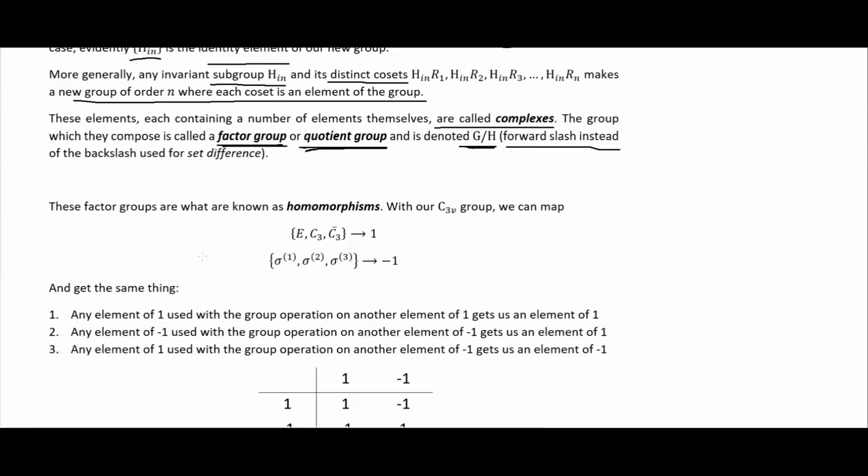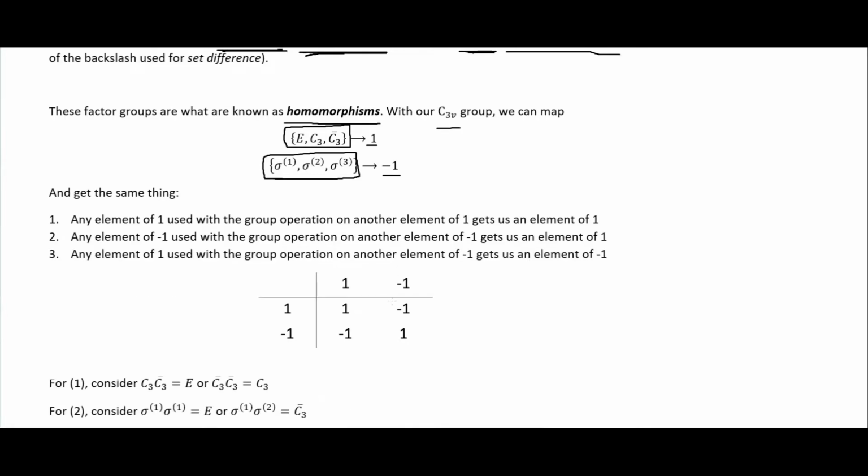And so these factor groups are what are known as homomorphisms. And so for our C3V group, we can make a homomorphism where we take this right here, which was one of our classes, and then this here, which was our other class, and we can actually map this one onto positive one and this one onto negative one. And so it gives us this same table. And so the table will be the same even if you took any element from this group out and any element from this group out and acted them on each other.